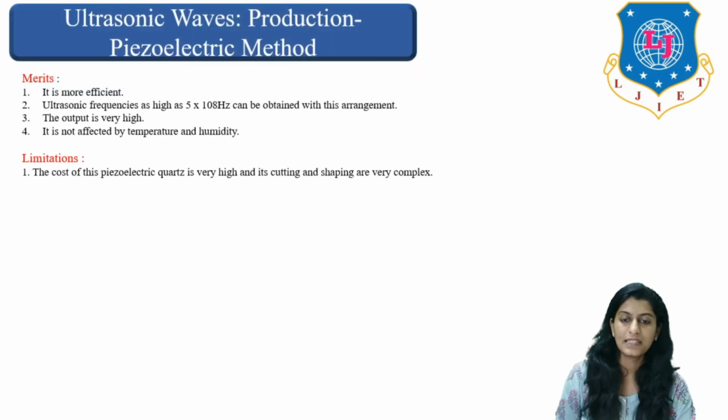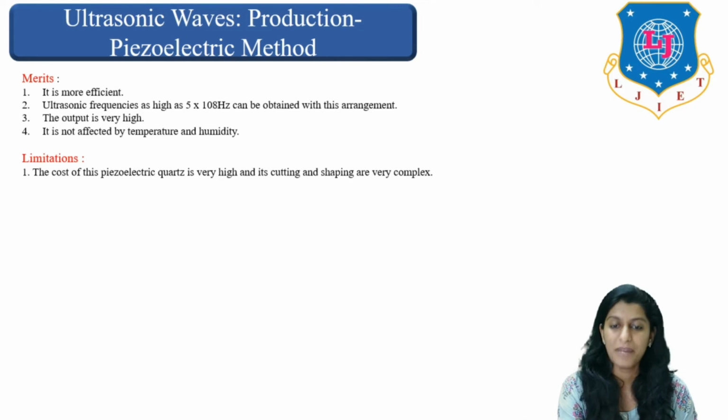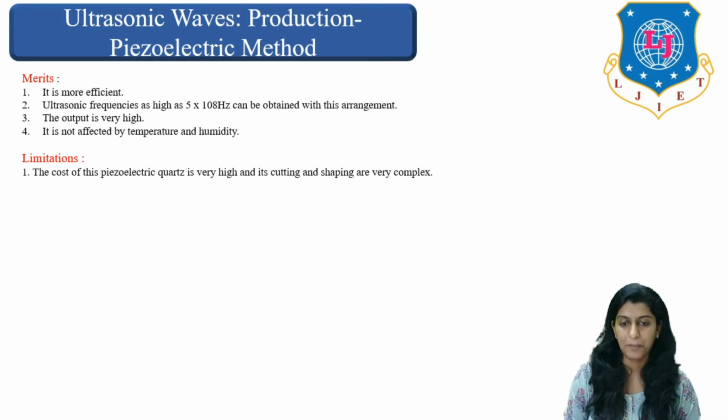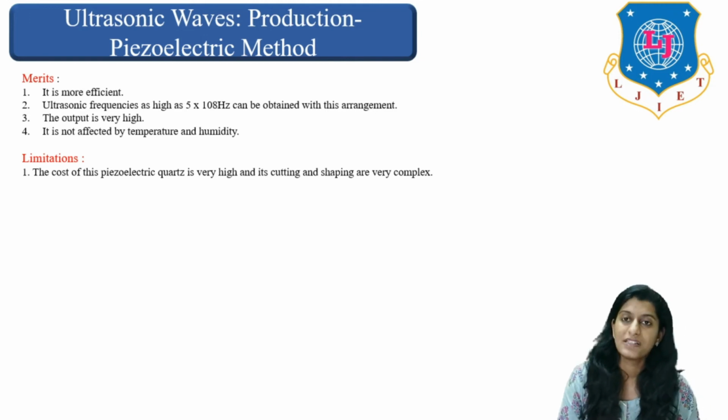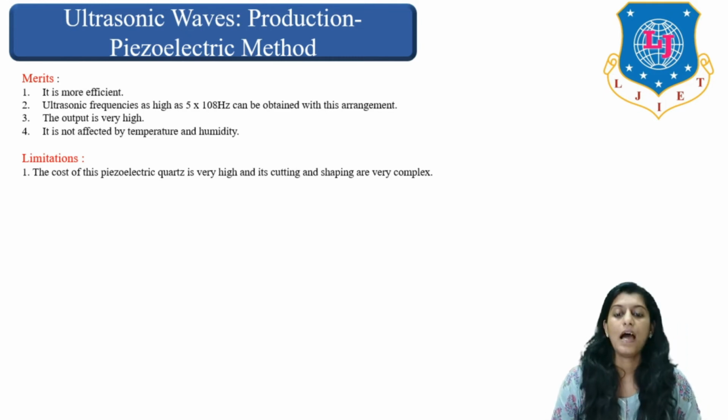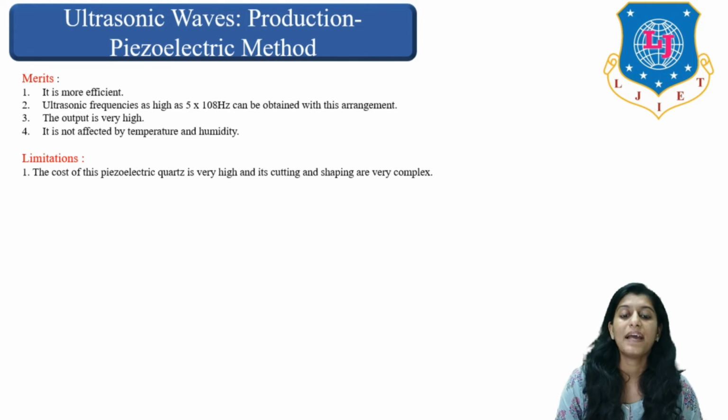Now let us see what are the benefits or advantages of this method. So it is a more efficient method. Ultrasonic frequencies as high as 5 × 10^8 hertz can be obtained with this particular arrangement. The output is very high and it is also not affected by temperature and humidity, right?